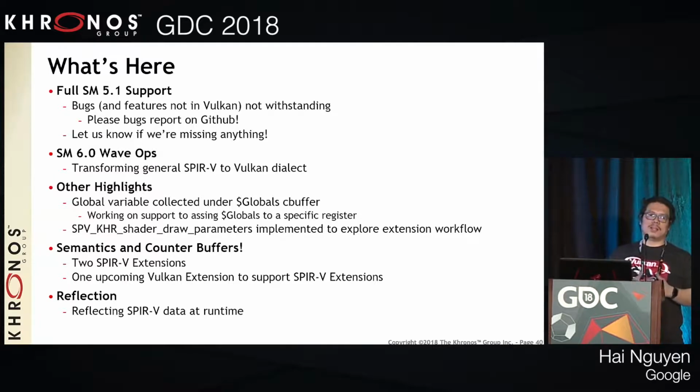The two most exciting things that have happened in our little local team are that we've got semantics and counter buffers in as an extension, and we'll talk about that in just a little bit. We'll be proposing the Vulkan extension soon to support this on the driver side. And lastly, we've been doing a little bit of work with reflection because there's been a lot of community feedback about reflection, and we wanted to provide a lighter path for reflection.